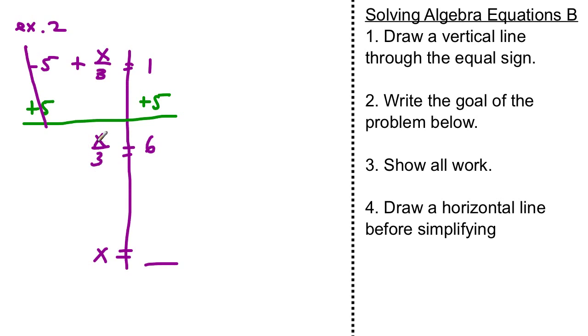Okay, now on the left, x is divided by 3. We want to do the opposite of that, so we want to multiply by 3 and multiply by 3. Okay, put our horizontal line. This cancels, and we're left with x is equal to 18. Cool. Now that's the first type of problem you're going to see. There's a second type of problem on this assignment. Let me look at those now.